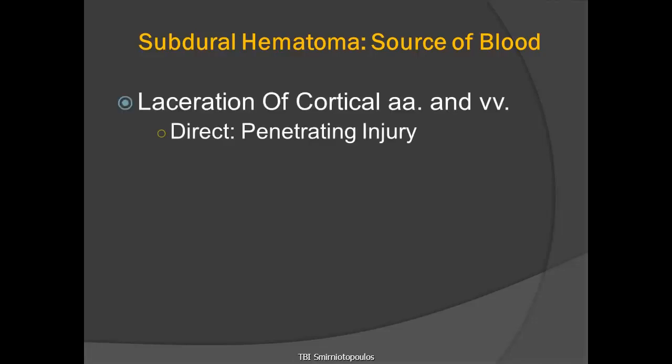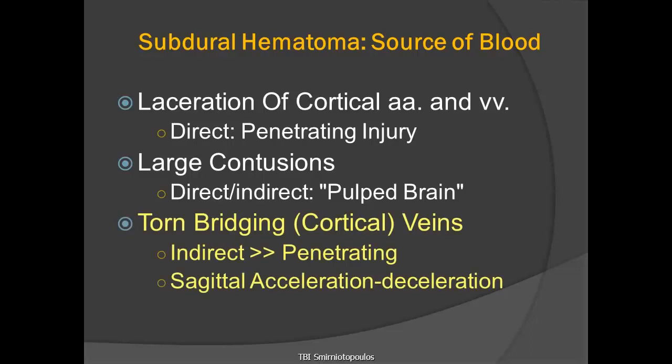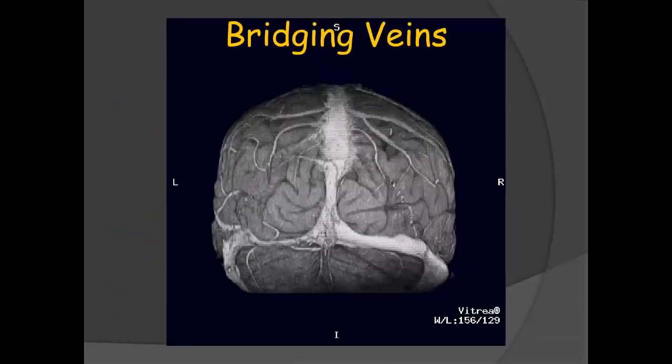It can be penetrating injury with direct trauma and laceration. It can be pulpefaction from large contusion, but very commonly it is due to inertial forces from acceleration or deceleration tearing the bridging veins. We can also have blood entering the subdural space from ruptured aneurysms and dural arterial fistulas. But the primary consideration is tearing of the bridging veins. So how does this happen?